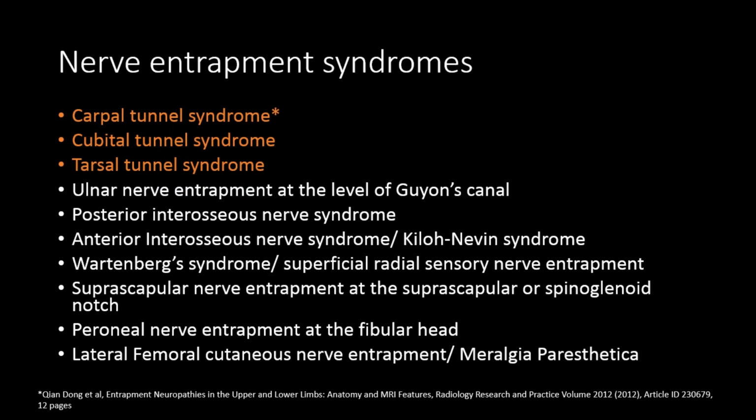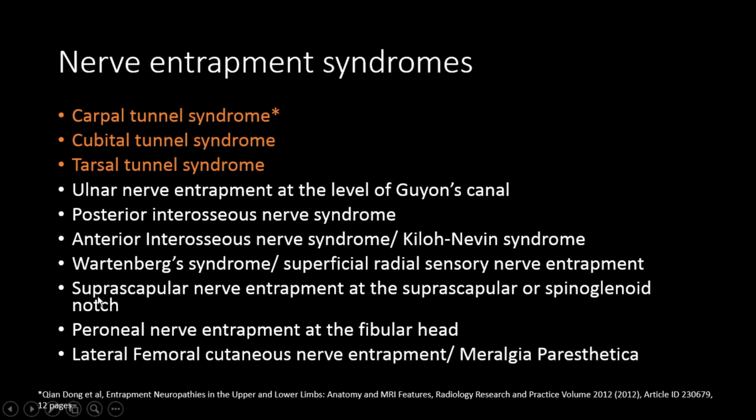So I'm going to focus on the scanning techniques for other potential entrapment sites, like ulnar nerve entrapment at the level of Guyon's canal, posterior interosseous nerve syndrome, anterior interosseous nerve syndrome. Another name for anterior interosseous nerve syndrome is Kiloh-Nevin syndrome. Then Wartenberg syndrome, which is another name for entrapment of the superficial radial sensory nerve, and suprascapular nerve entrapment.